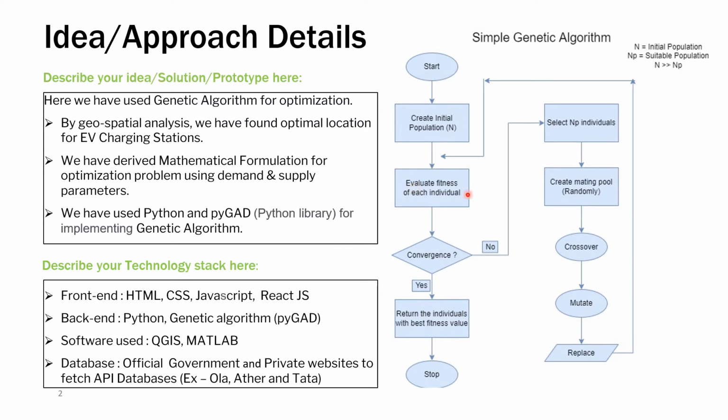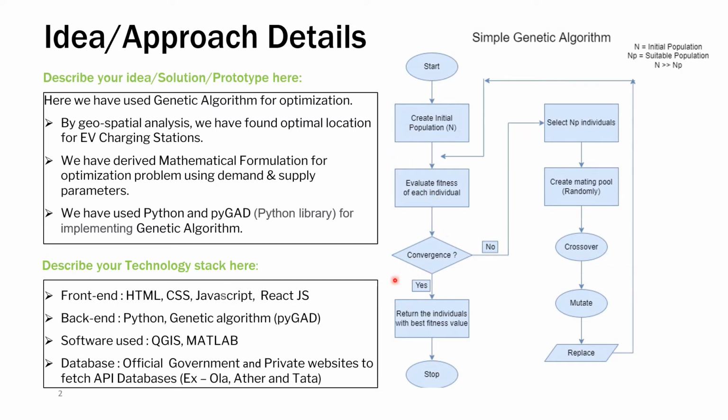Now the algorithm will evaluate. We will create a function using NumPy and evaluate the fitness of each individual, so we evaluate the fitness of each point. What is fitness? Fitness is how much that location has the potential to become a future charging station for EVs. So we provide a fitness value to each and every location in the initial population.